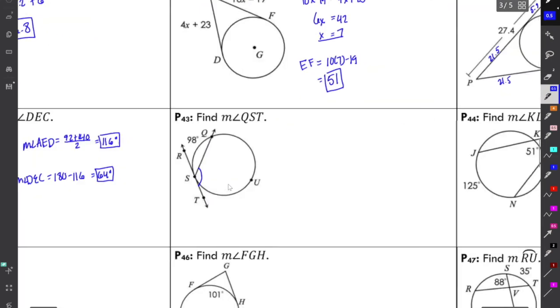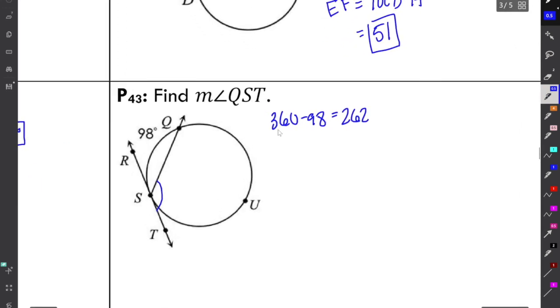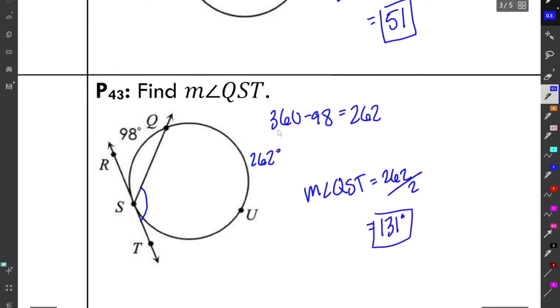QST is half of arc QUS, right? So let's find that. We're given arc QS to be 98 degrees. So we'll do 360 minus this 98, and that's equal to 262. So this arc right here is 262. So the measure of angle QST is equal to 262 divided by 2, which is going to give me 131 degrees. So that is the angle I was looking for.